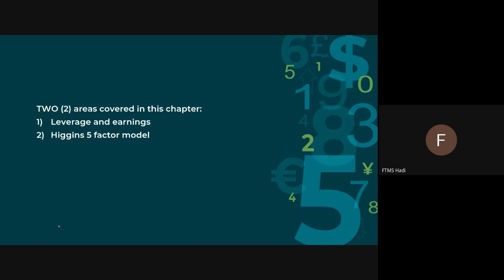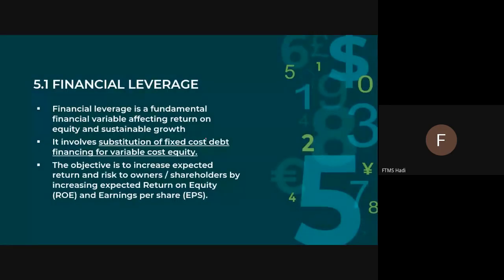Two areas are covered in this chapter: leverage and earnings, which will be done by calculation, and Higgins' five-factor model, which is more on the theory part. What is financial leverage? Financial leverage is a fundamental financial variable affecting return on equity and sustainable growth. We already learned this in chapter 3, which is sustainable growth versus actual growth.